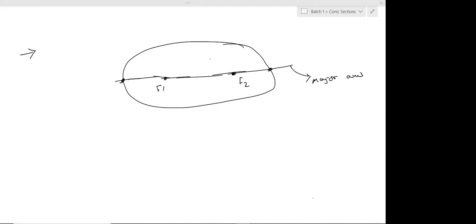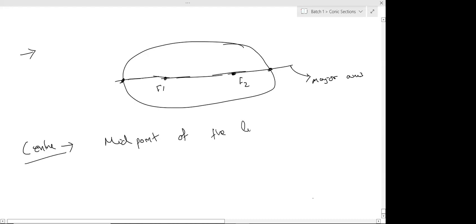Yes, sir. The line segment that passes through the center and is perpendicular to the major axis. Right. Did I tell you the definition of center of the ellipse? No, sir. All right. I didn't tell about center, right? Write down center: midpoint of the line segment joining foci.